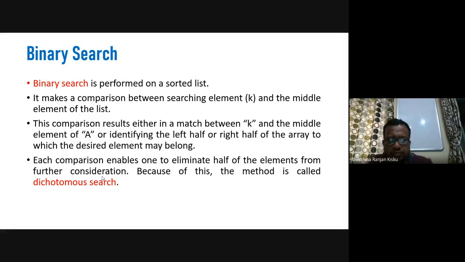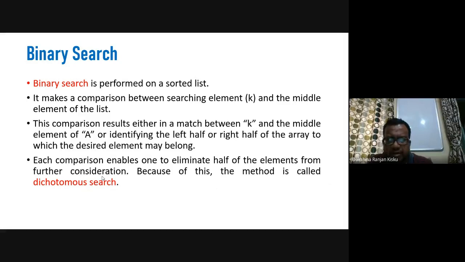Whenever we compare the given key value with the middle element, based on the comparison, we will eliminate either the left half or the right half. Then on the remaining half, or the remaining list, we again initiate the division.